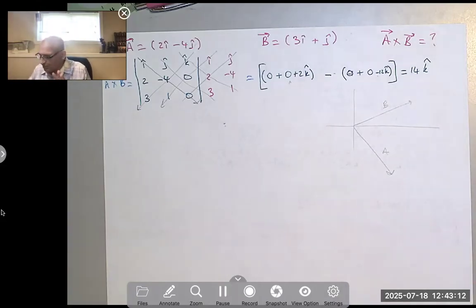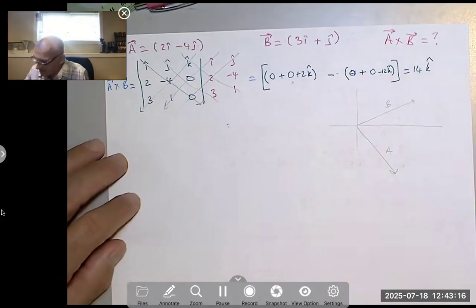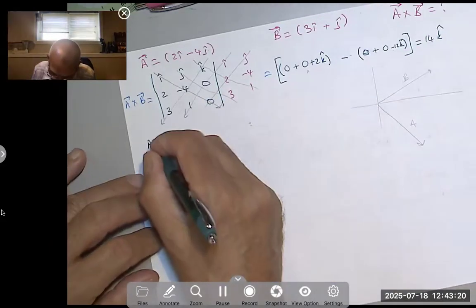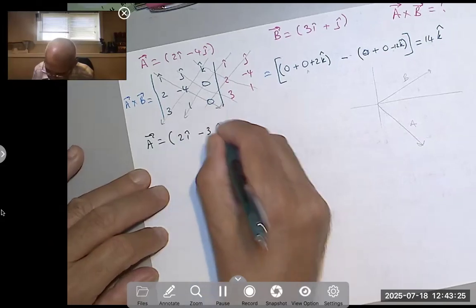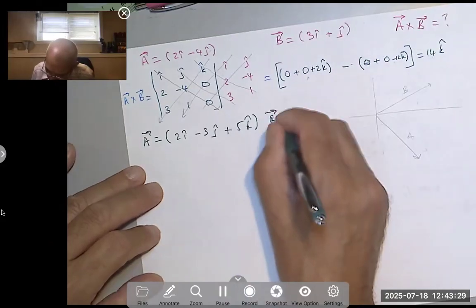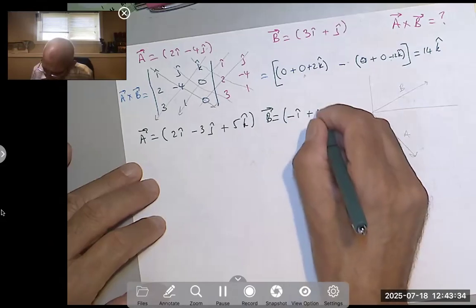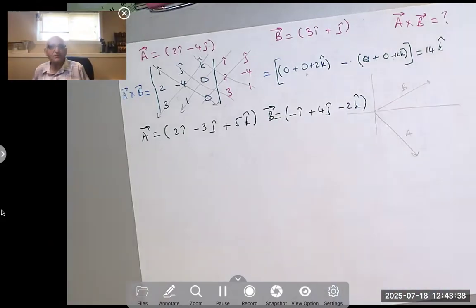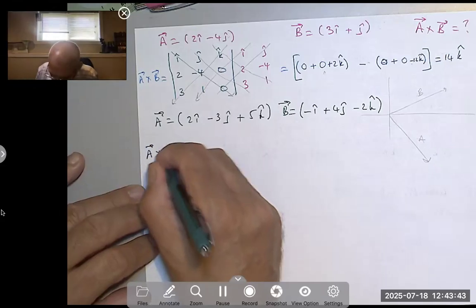Finally, so that I don't make it too long for you, we are going to take two vectors in 3D. So let's say A equals 2i minus 3j plus 5k, and B equals negative i plus 4j minus 2k. Anything, just any three numbers. So let's see how we find A cross B.